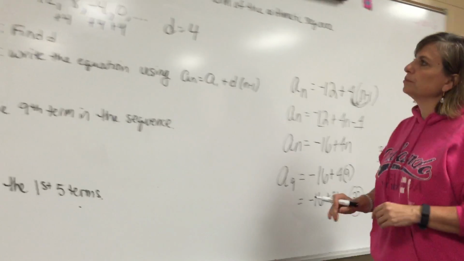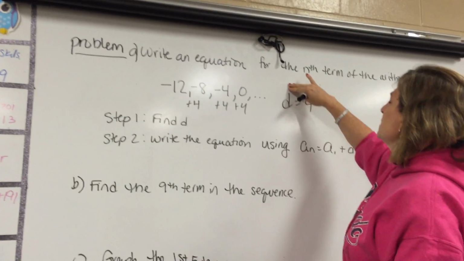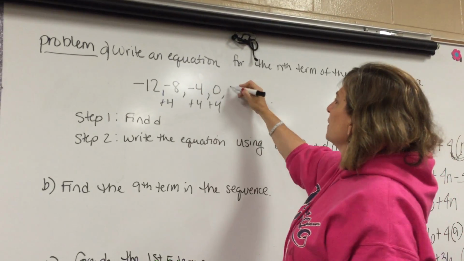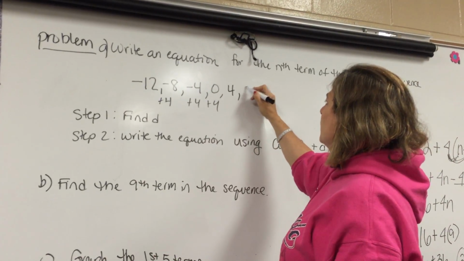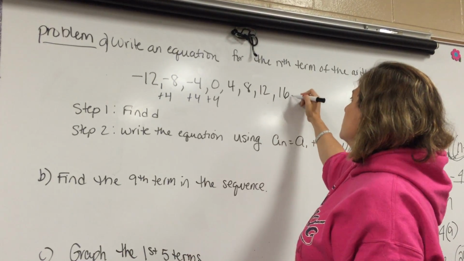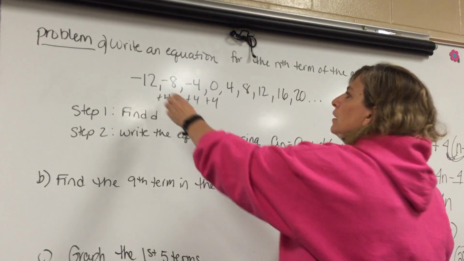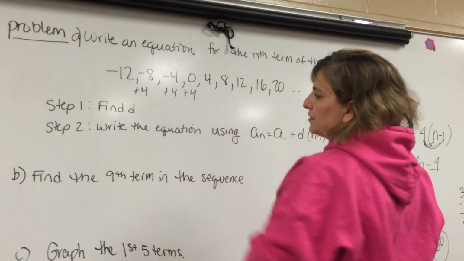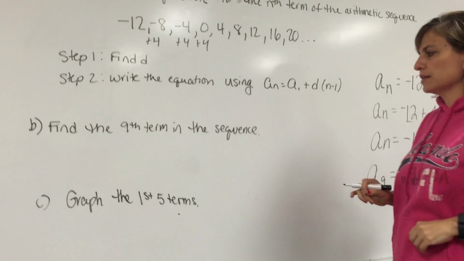Let's see if that's true. Okay, my d was 4. So I'm going to say add 4 to that, I get 4, add 4 to that, I get 8, add 4 to that, I get 12, add 4 to that, I get 16, and add 4 to that, I get 20. 1, 2, 3, 4, 5, 6, 7, 8, 9. That is my 9th term, so this is correct.